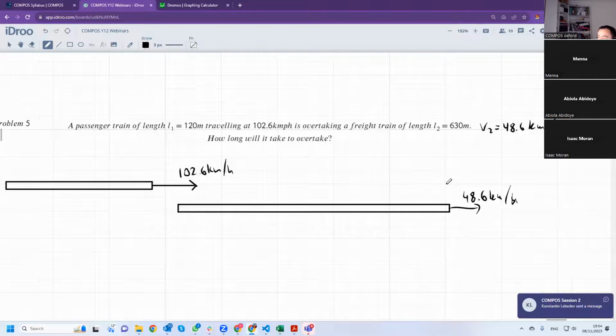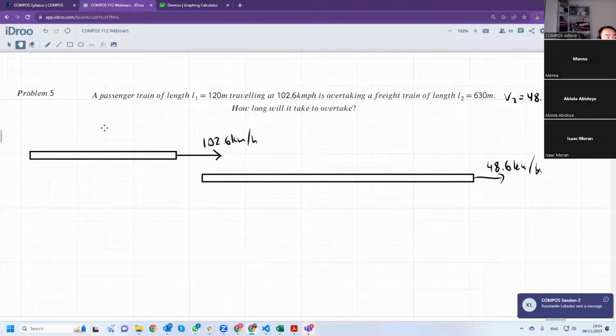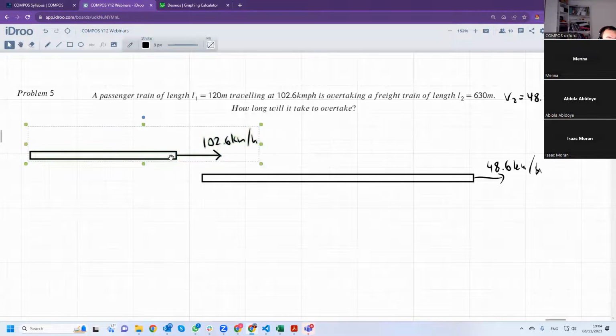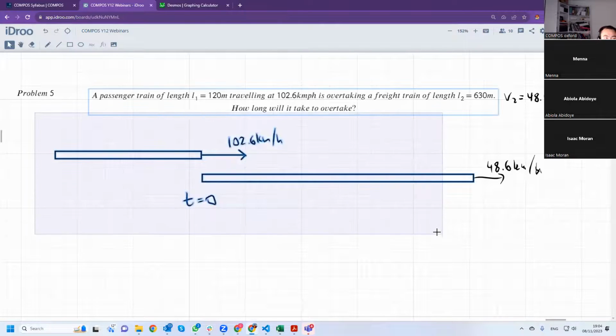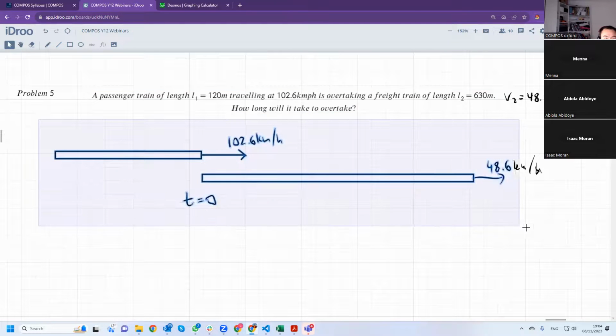Wouldn't you need to know the position of the train relative to the freight train to solve this? Well, no, it says how long will it take to overtake, assuming we count the time from the moment the front of the passenger train meets the back of the freight train. So at t equals 0, it's this. This is the position at t equals 0.